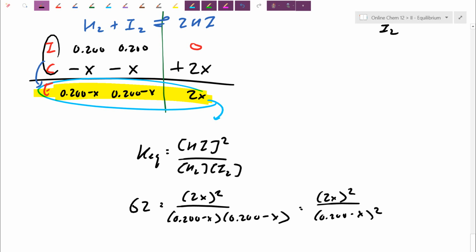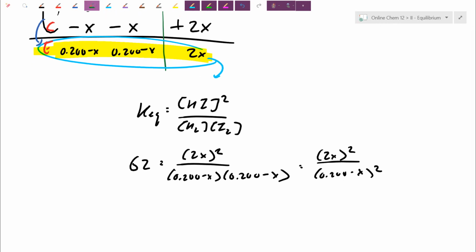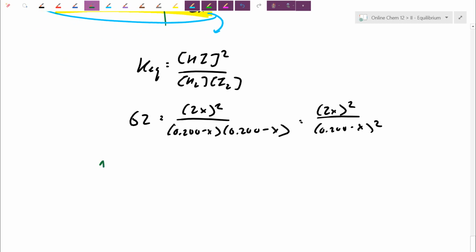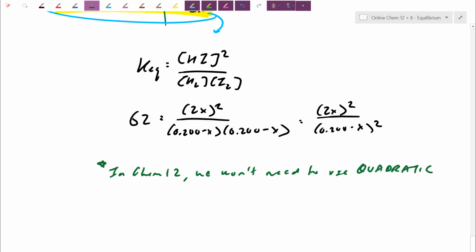Now, if you worked out the math at this point, you would end up with some squared terms because you're foiling and multiplying in. You're going to get a power 1 term. This would end up in a quadratic. However, they always work the numbers really nicely for you. So this is a nice simplification for us. In Chem 12, we don't need to use the quadratic equation. So they're going to work out the numbers so nicely.